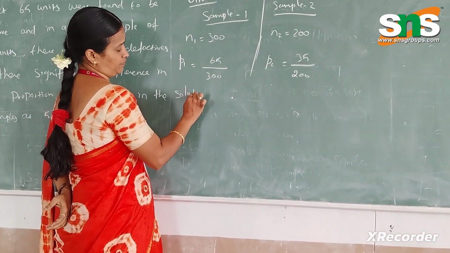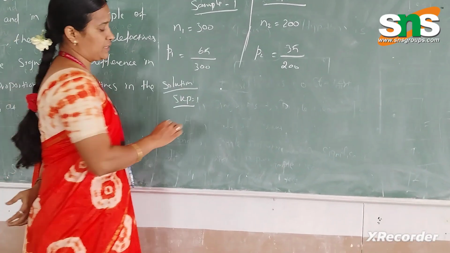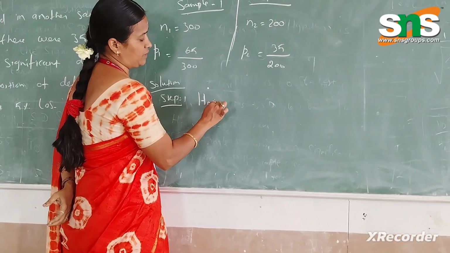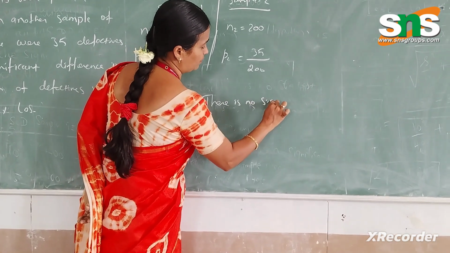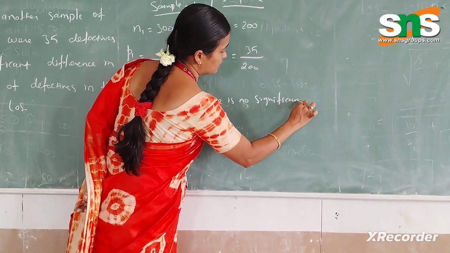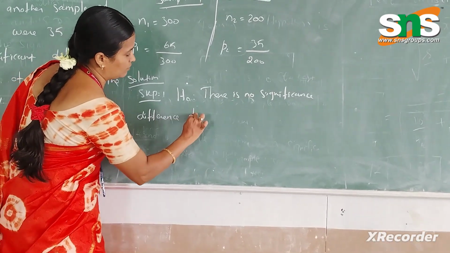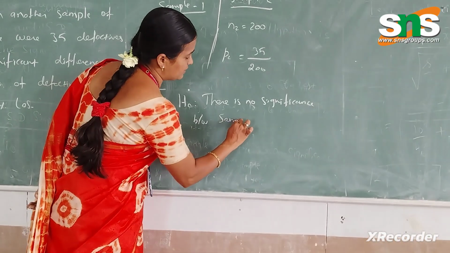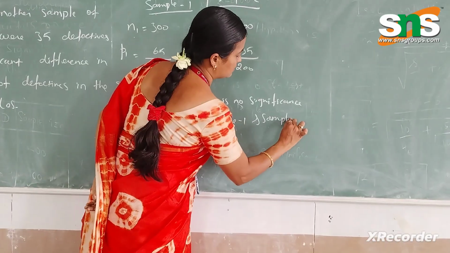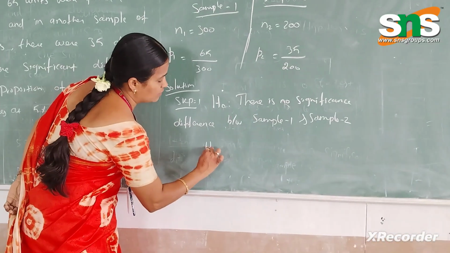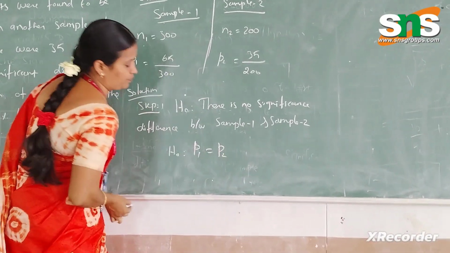Look at the solution. Step 1: first I am going to write the null hypothesis, H naught. There is no significant difference between sample 1 and sample 2. This is the statement of the null hypothesis. Or else we denote it as p1 equals p2.